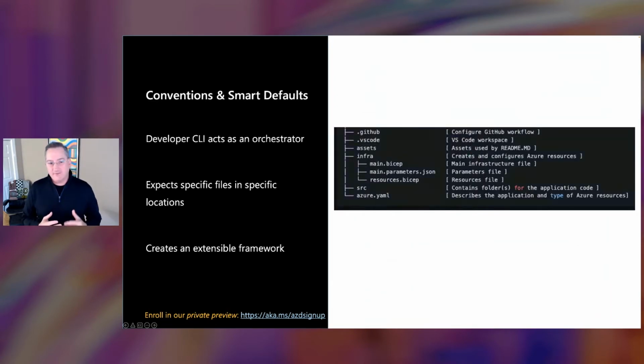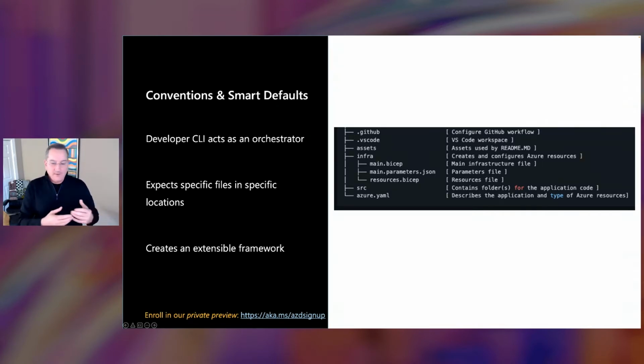And I've talked about conventions and extensibility. One of the things, if we look at, for example, our infrastructure as code, is that we expect things in a certain place. We expect a structure in a certain way. In this case, we expect an infra folder that will hold our infrastructure as code assets. In this case, it's Bicep, but we're going to have Terraform support later on down the road. The main entry point is this main.bicep file.